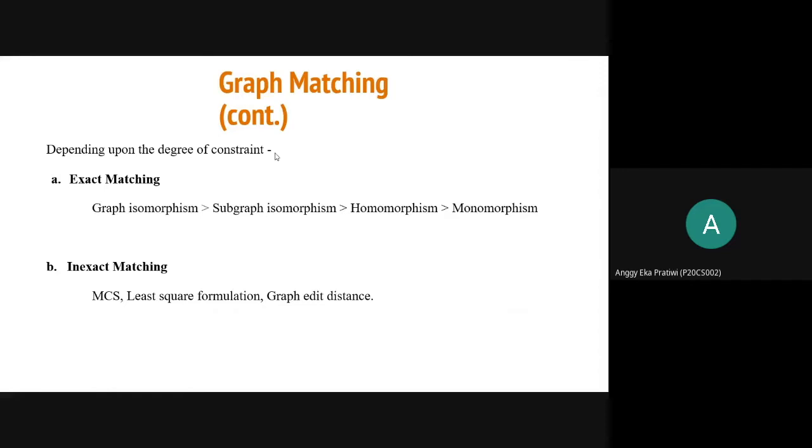So the graph matching problem is divided into two. One is exact matching. It contains graph isomorphism, subgraph isomorphism, homomorphism, and monomorphism. And the second one, inexact matching, contains MCS, least square formulation, and graph edit distance. For the details of the graph matching problem, Aditya will explain. Aditya, you can start explaining the graph matching problem.